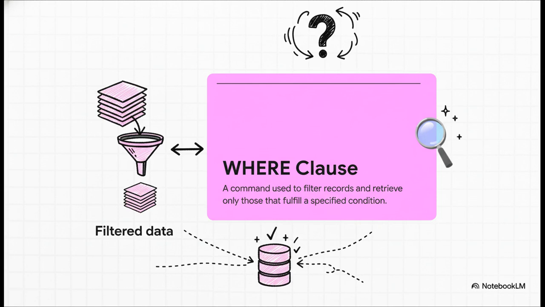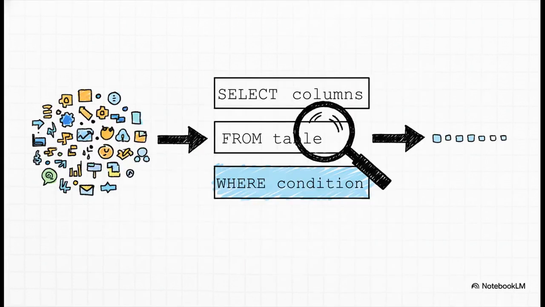I want you to think of it as your data detective's magnifying glass. It's the command that lets us sift through everything and pull out only the records that match the specific clue we're looking for. And you know what? The syntax is actually super straightforward. You select the columns you want, you tell it which table from, and then, this is the magic part. You use where to spell out your condition. That condition is the all-important clue that tells the database exactly what to find.